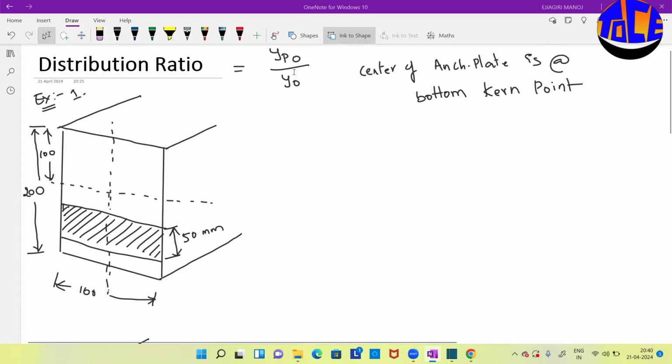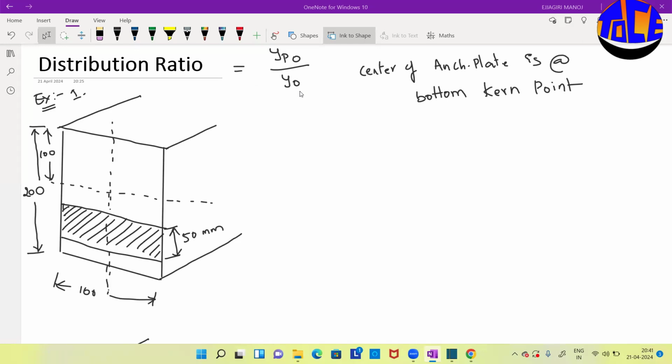Distribution ratio calculation is very simple. Just divide the yp0 by y0 and you will get the distribution ratio. But the tricky point is how to calculate yp0 and y0. To be specific, yp0 you can simply take from the given data itself. But to calculate y0, you need to see what the effective distribution is. So let us see how we will calculate yp0 and y0 with 3 examples.